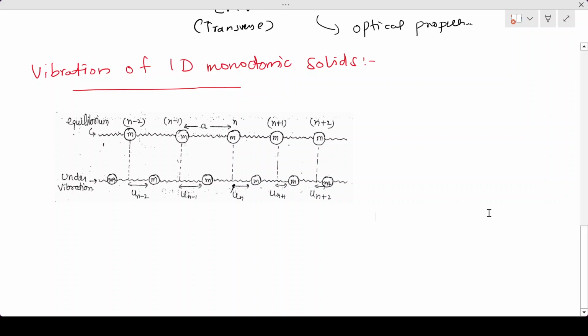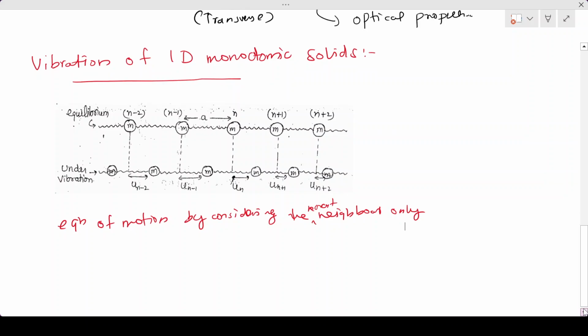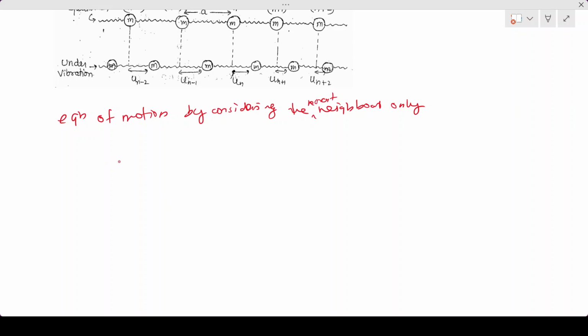Now we consider the equation of motion by considering the neighbor atoms only. You can also say that is the nearest neighbor approximation, nearest neighbor only. Since we consider that the motion is executing a simple harmonic motion, it means F is proportional to x and U is proportional to x square, and it follows Hooke's law.